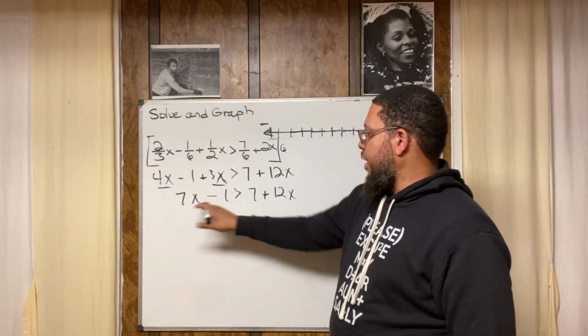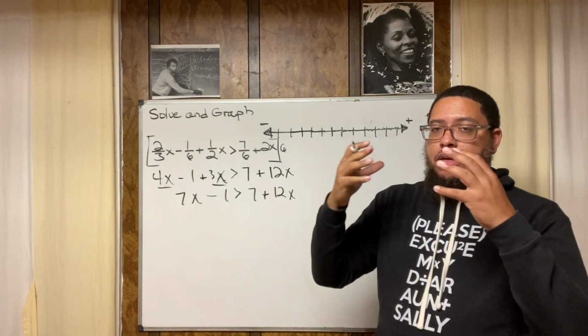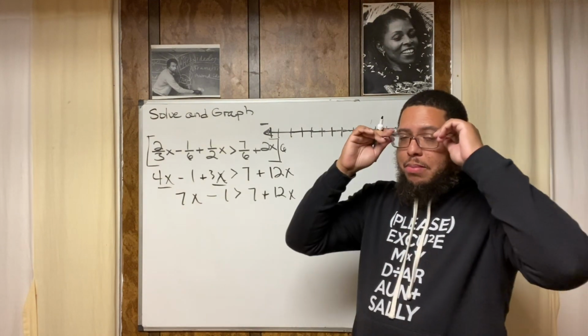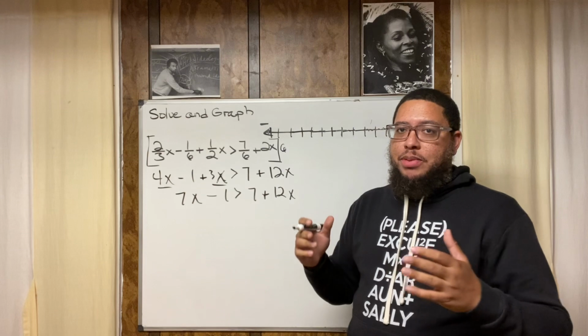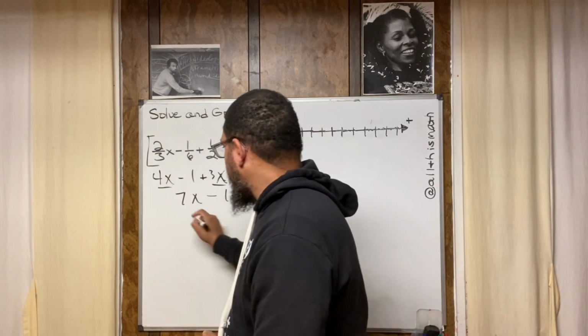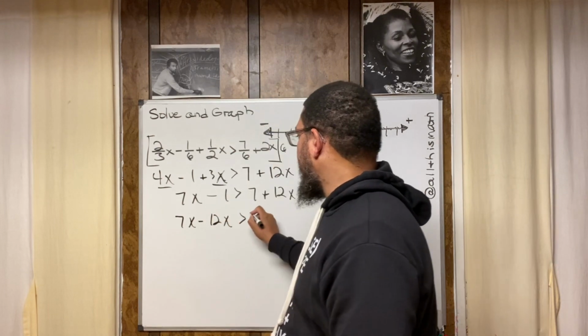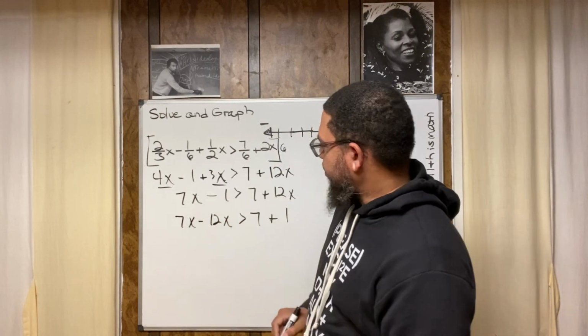But anyway, I got x's in too many places. I got an x over here and I got an x over here. So I need to combine those. But I can't combine them until I put them together. So I like to combine them by using a method called transposition or transposing. Right? So watch what I do. Watch this. 7x minus 12x is greater than 7 plus 1.